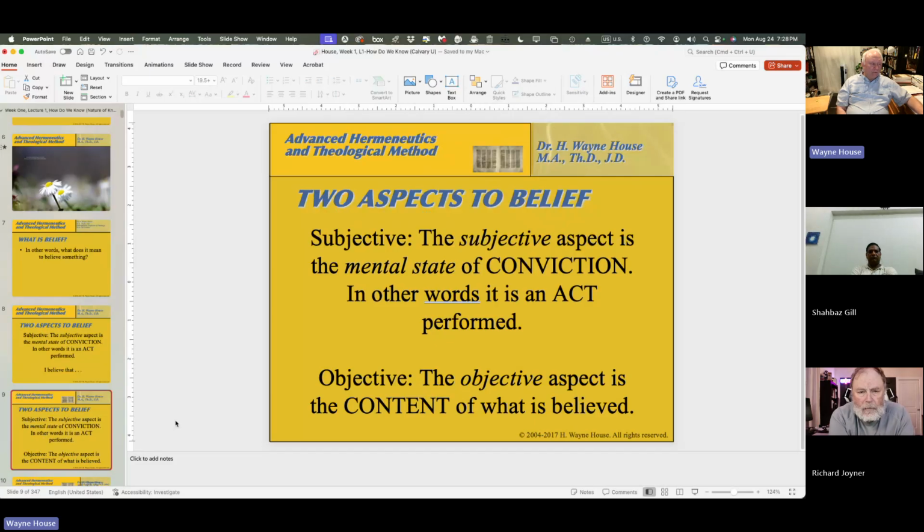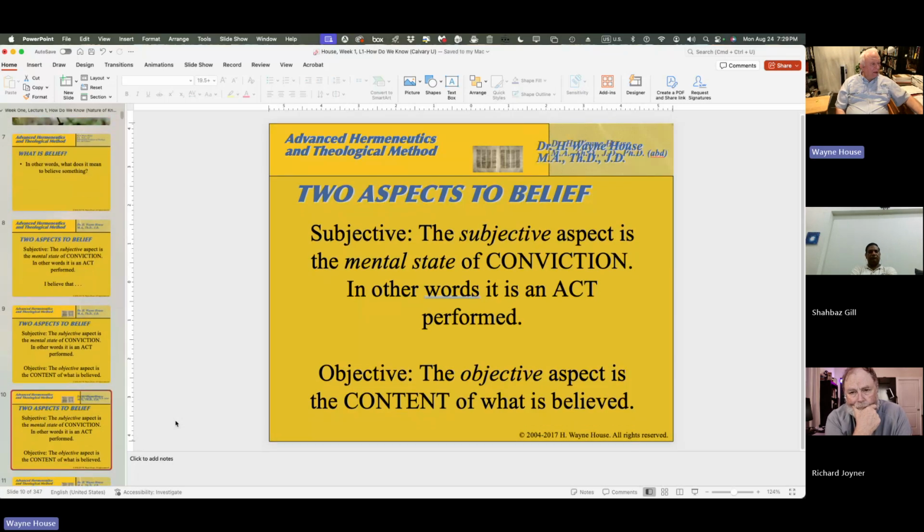The objective aspect is the content of what is. I believe is a mental conviction, and I believe what is, in fact, the objective reality. See what I'm saying? I believe that I am existing. I believe I'm having a program with you guys on it. It's always, I believe something. The something is a reality that's objective in nature, whereas the other is subjective, but they're both necessary. Nobody operates without both of them.